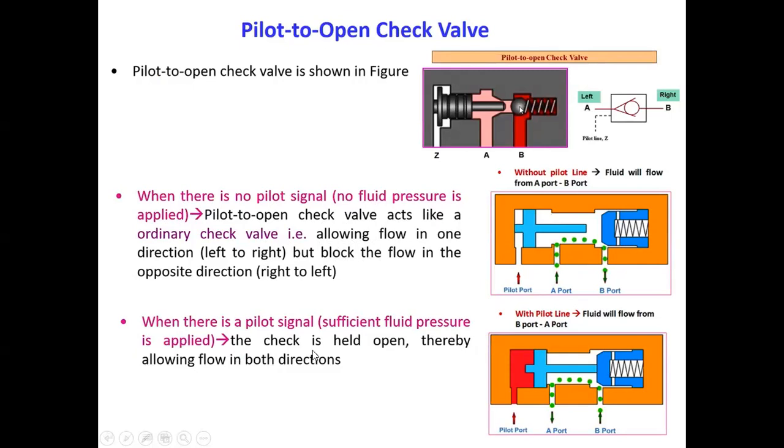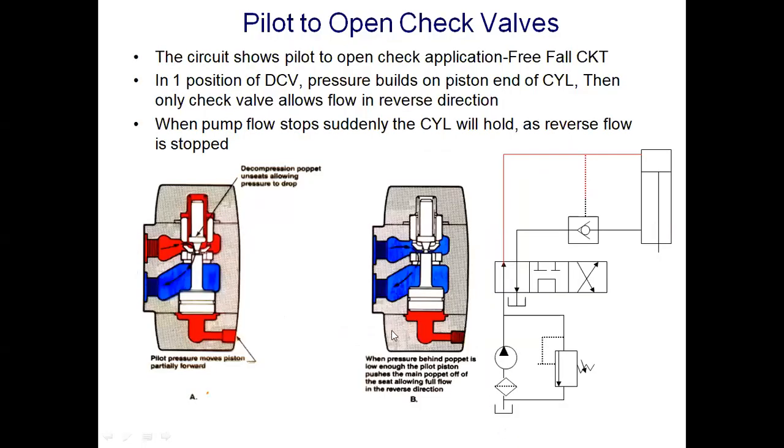When there is a pilot signal, sufficient fluid pressure is applied, the check valve is held open, thereby allowing flow in both directions. In this way, sufficient pressure is applied. Then pilot port, and we have used both port A, port B, and pilot port. So pilot to open check valve.